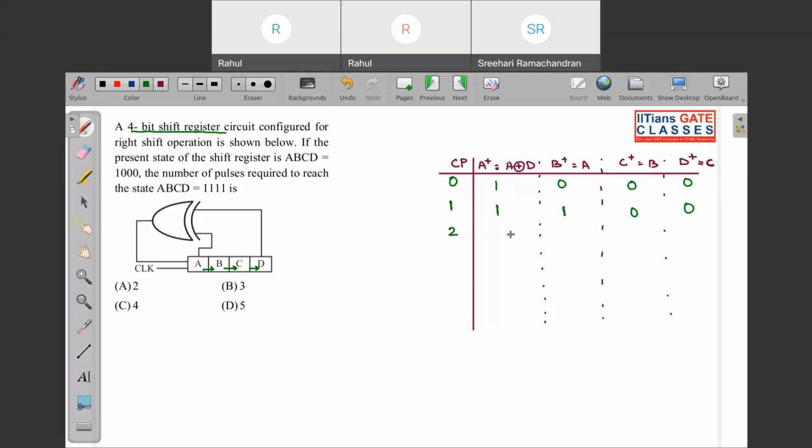In the second clock pulse, what will happen? This will be 1 still, because 1 XOR 0 is 1. This one will be shifted over here, this one will be shifted over here, and this is still 0. At the third clock pulse, again 1 XOR with 0, so that is 1. This one is shifted over here, this one shifted over here, and this one is again shifted over here. So this is what has been asked, the number of pulses required to reach ABCD equal to 1 1 1 1. So you can see 3 clock pulses are required. So option B is your correct answer.